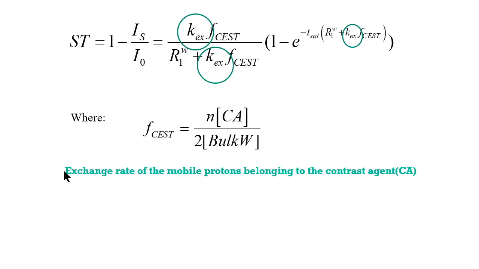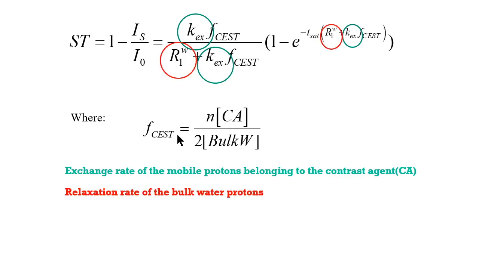But the exchange rate is an important parameter that has to be properly modulated in the design of a new contrast agent. Another term is the relaxation rate of the water protons themselves, because the T1 has to be as long as possible in terms of maintaining the saturation effect that has been introduced by the chemical exchange.